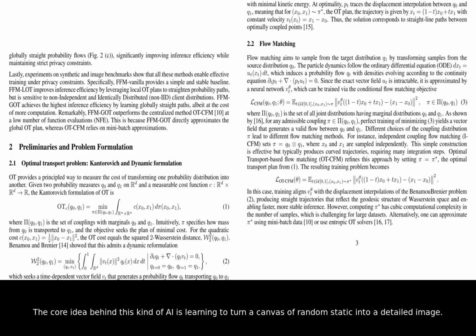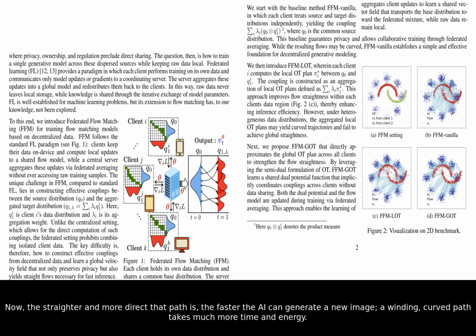The core idea behind this kind of AI is learning to turn a canvas of random static into a detailed image. It does this by following a flow, which is basically a step-by-step path from noise to the final picture. Now, the straighter and more direct that path is, the faster the AI can generate a new image. A winding, curved path takes much more time and energy.